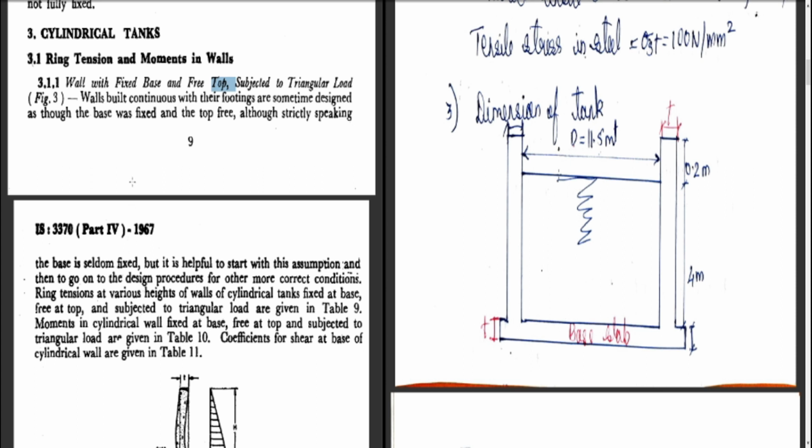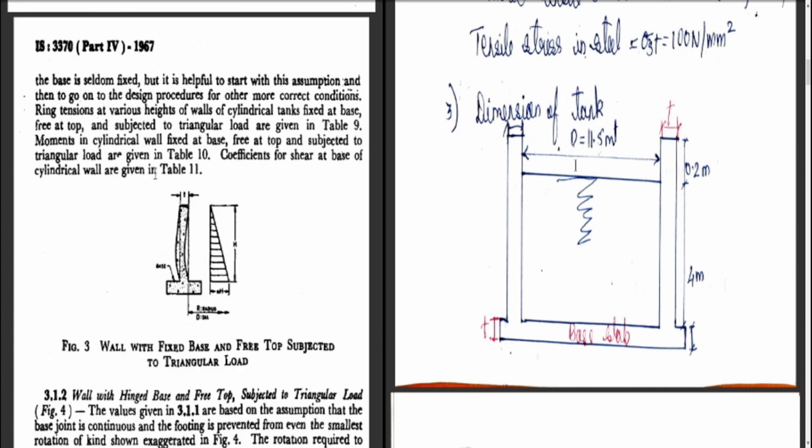Now let us see what is there in this. So for walls with fixed base and free top subjected to triangular load, that means cylindrical wall with fixed base, so top is free and subject to triangular load. So it is given in figure 3. So you can see the figure 3 says that walls with fixed base and free top subjected to triangular load. So this is how the thickness of wall will be there, base of the slab will be there, and this is how the triangular load, that is water pressure, will act on the tank walls, wherein this is omega into h, this is total height h.